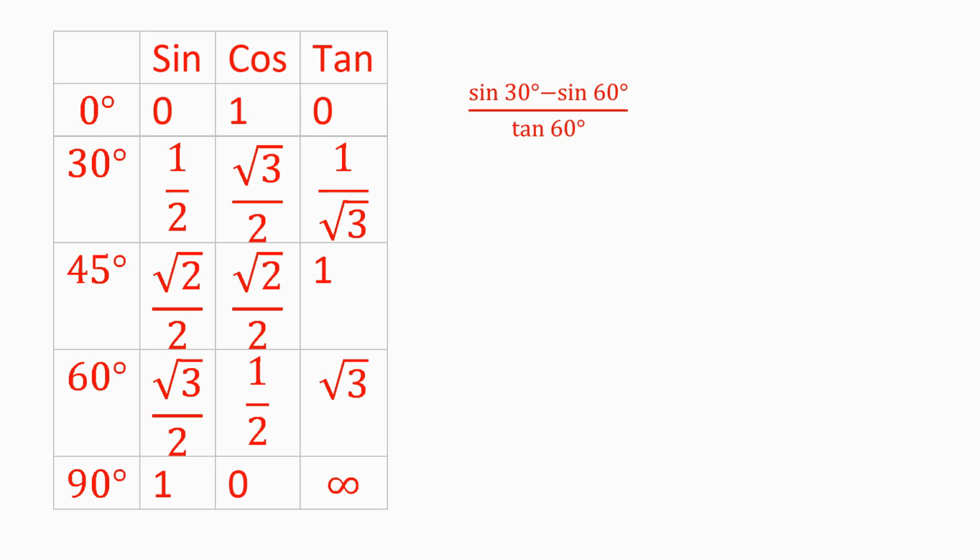Then you pick the values from the table. So sin 30 degrees is a half. Sin 60 degrees is root 3 over 2. And tan 60 degrees is root 3. So there we have our values. The numerator, we have a half minus root 3 over 2. We can simplify that and remain with 1 minus root 3 over 2, divided by root 3.